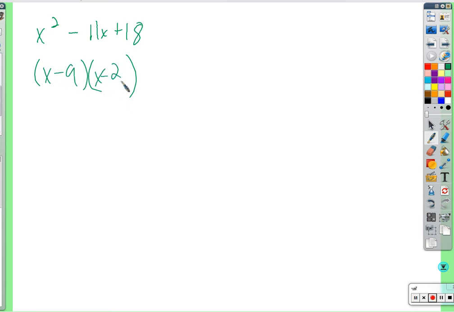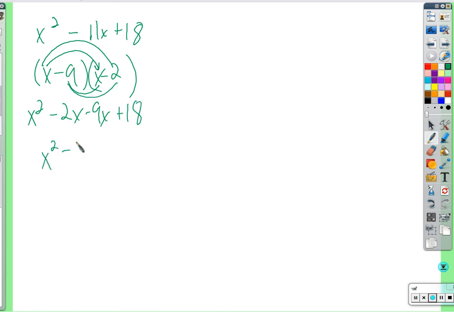Is that right? Well, I'll definitely know when I multiply these together. So let's do that. X times x, x squared. That's what I need. X times negative 2, negative 2x. Also, negative 9 times x gives me negative 9x. So those are going to go together. Negative 9 times negative 2, positive 18. x squared minus 11x plus 18. Yeah, that's it. That's right.